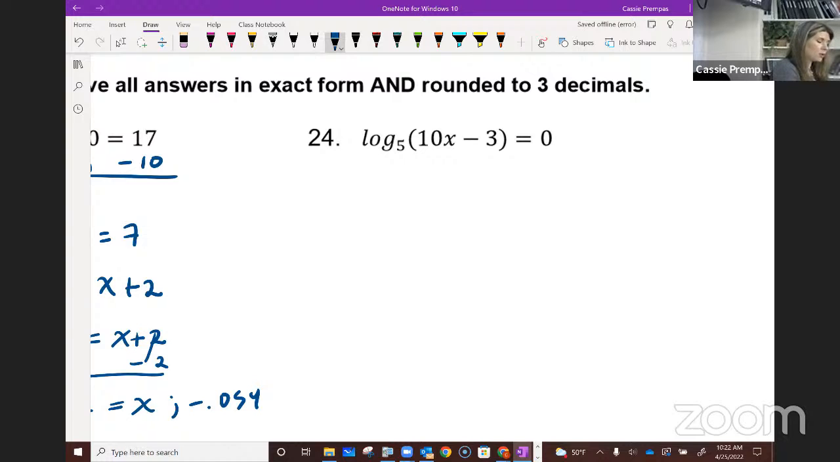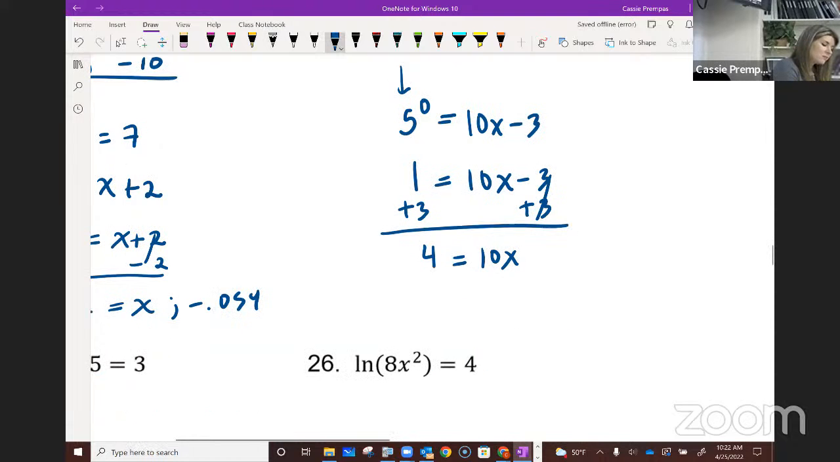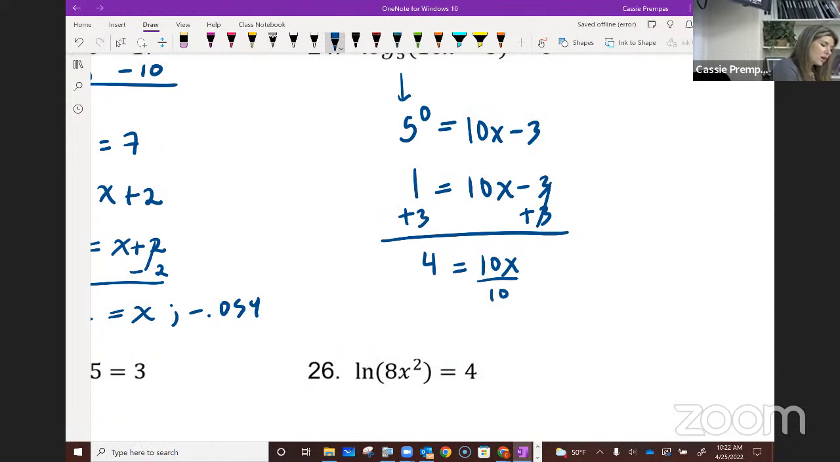What number would be the base? 5, good. What power would I raise it to? 0 equals 10x minus 3. What is 5 to the 0? 1, so I have 1 equals 10x minus 3. And then I would add 3 to both sides, giving me 4 is equal to 10 times x. Divide both sides by 10. And x would equal 4/10. Can I reduce that? 2/5. Nice. Okay, skip 25 for now.